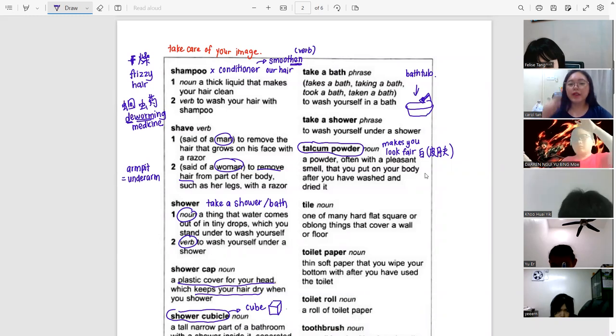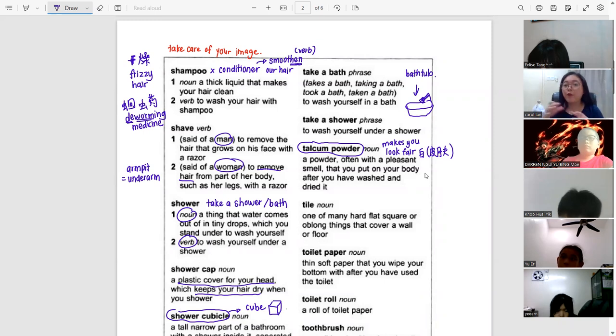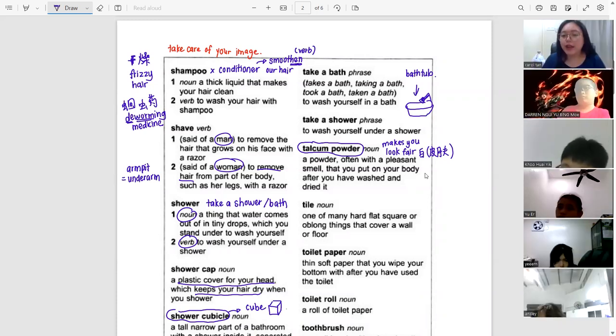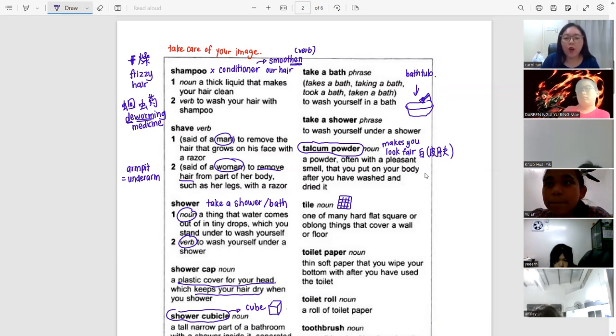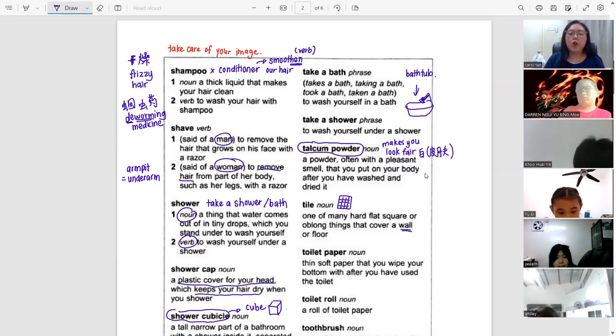Okay. And then tile. What about tile? Tile is like your bathroom floor. You have the tile. 地上的那个 tiles. Like this one. This is your floor. And then this is the tile. Okay. Flat, square, or oblong things that cover a wall or floor. It could be on your wall or floor. 可以在墙壁, the tiles, or maybe 在地上, the tiles. Okay?